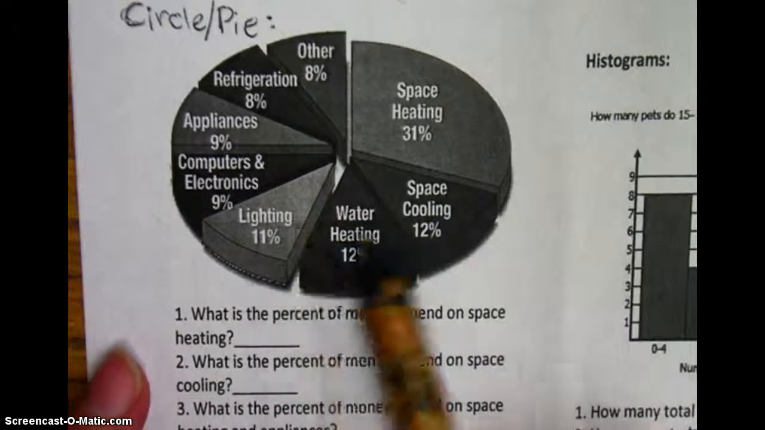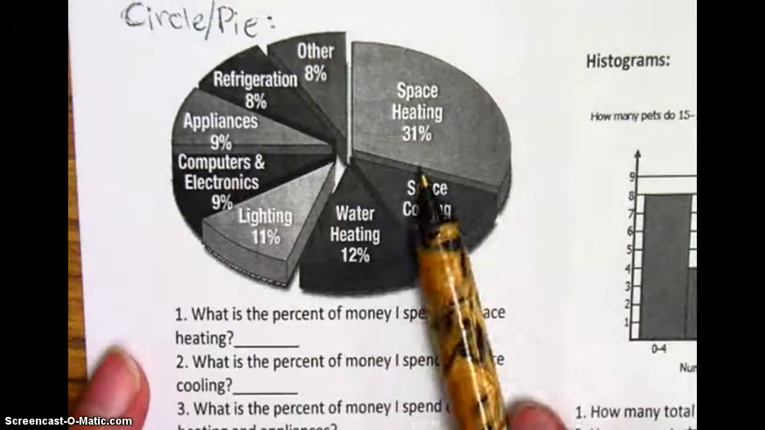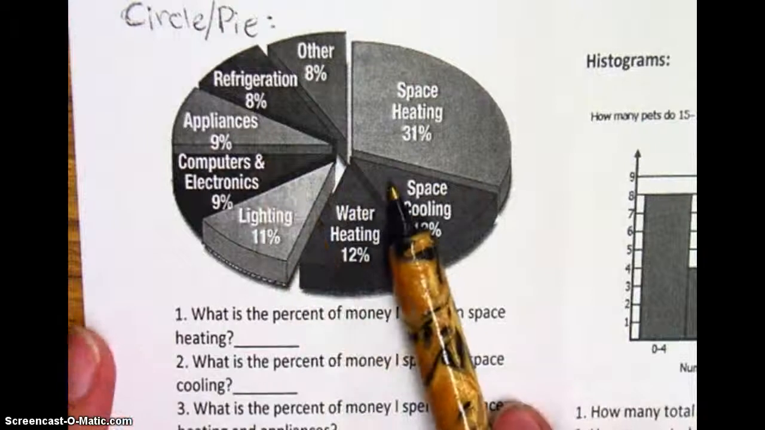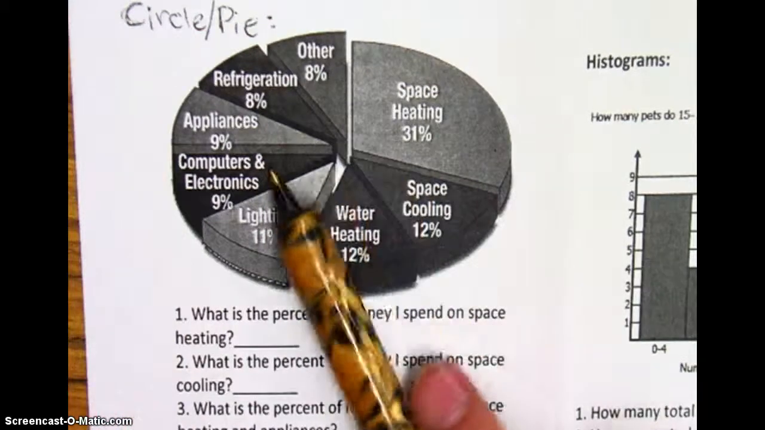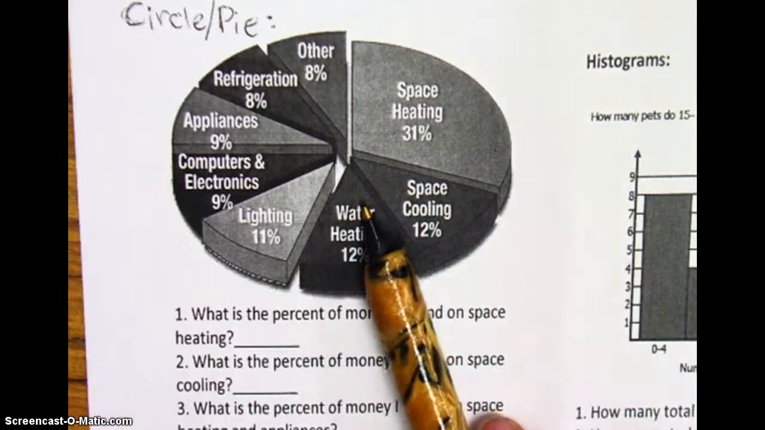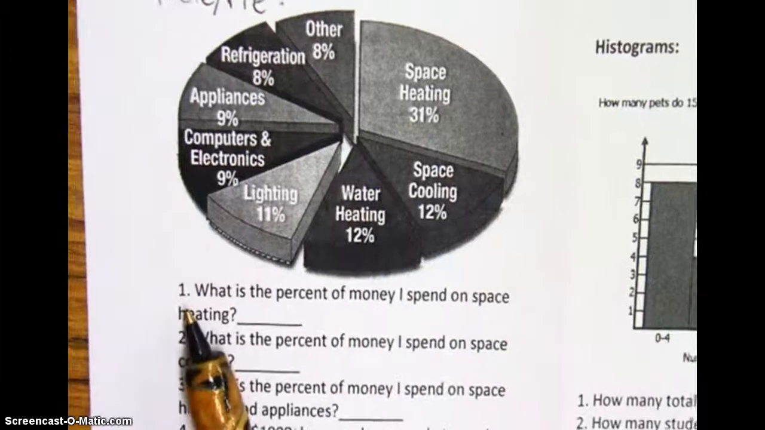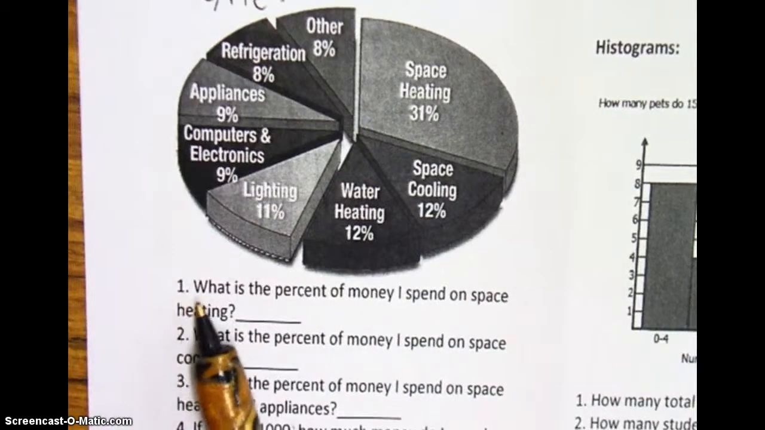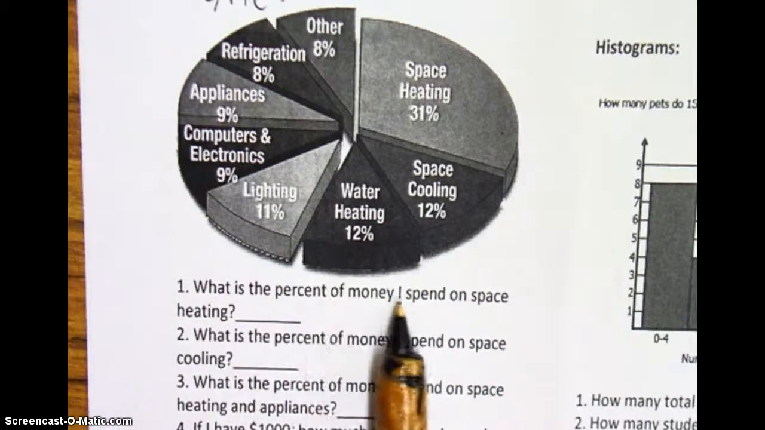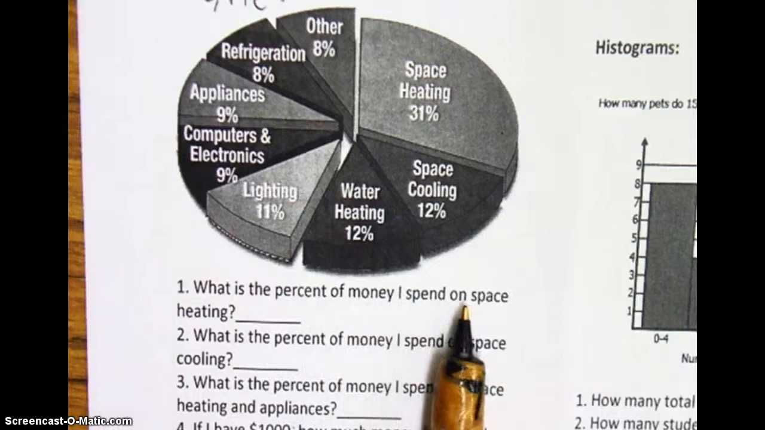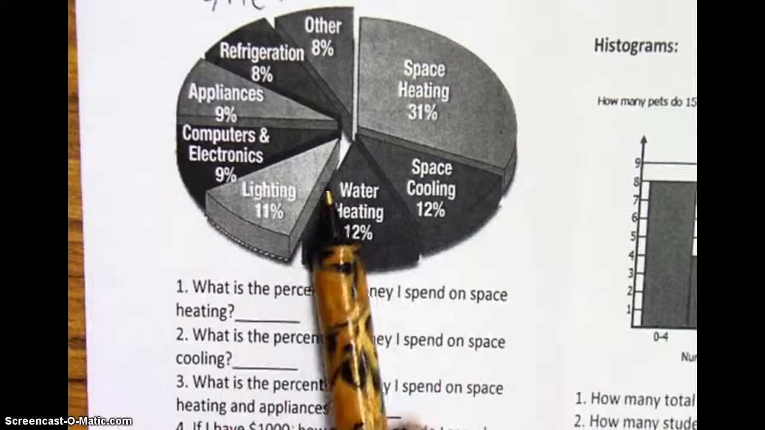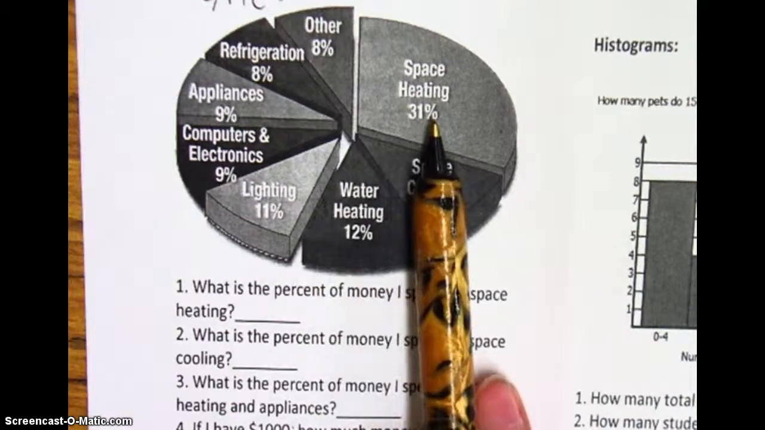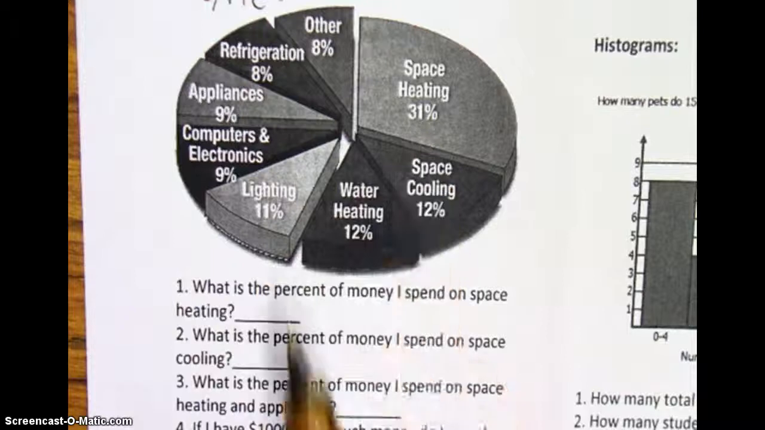A circle graph is broken up into percentages, and if you add up all of these percentages, it equals 100%. So a circle graph will all total up to be 100%. So starting off with a basic question, question number 1, what is the percent of money I spent on space heating? So all you have to do is look up here for space heating. This is a very basic question, so 31% would be the answer.